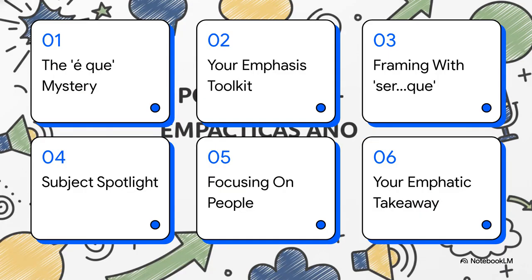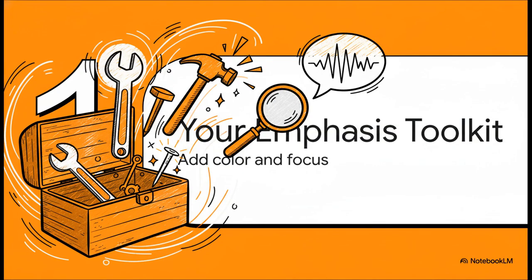So here's our game plan. We're going to solve that "que" mystery first. Then we'll build out your very own emphasis toolkit. We'll look at how to frame information, how to shine a spotlight on the subject, focus on people, and then we'll wrap it all up with the big takeaway. All right, let's open up this toolkit.